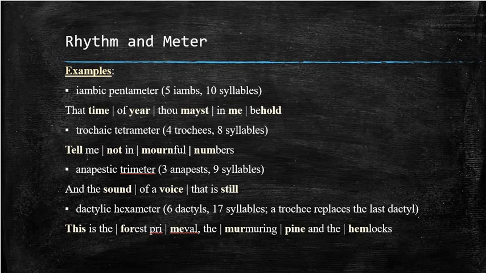Anapestic trimeter means 3 anapests, that is 9 syllables, because an anapest consists of 3 syllables: unstressed, unstressed, stressed. Repeated 3 times, it means 9 syllables. And the sound of a voice that is still.